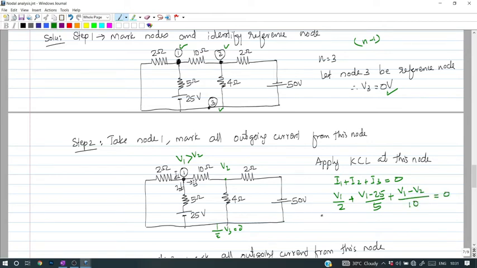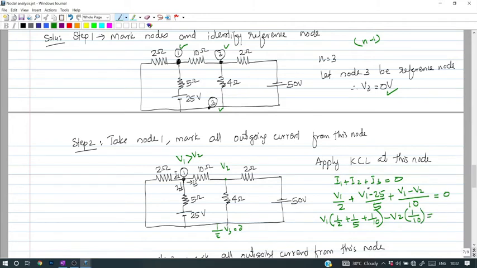Now we can separate the coefficients of V1. What is the coefficient of V1? V1 into 1 by 2 will come here, here 1 by 5 will come, here 1 by 10 will come. And what is the coefficient of V2? Now we can take it as minus V2. What is the coefficient of V2? Only 1 by 10 is coming. That is minus 1 by 10 V2.